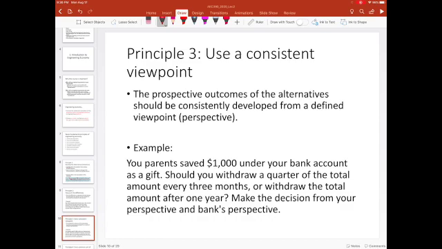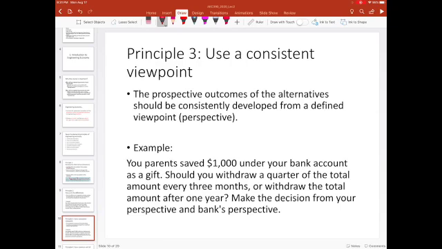That will explain more. Your parents saved $1,000 under your bank account as a gift. Should you withdraw a quarter of the total amount, like $250 every 3 months? So after a year, you withdraw all of them? Or you want to withdraw the total amount of $1,000 at the end of that 1 year? Okay, so these are the different options. You can withdraw $250 for 4 times in a year. And you can also withdraw that $1,000 at the end of that year. But which one you want to choose?